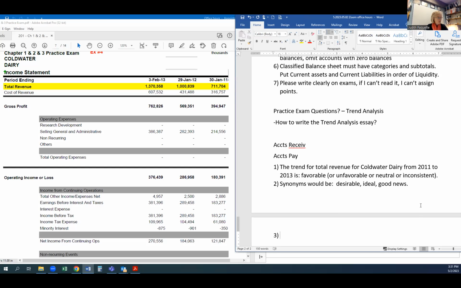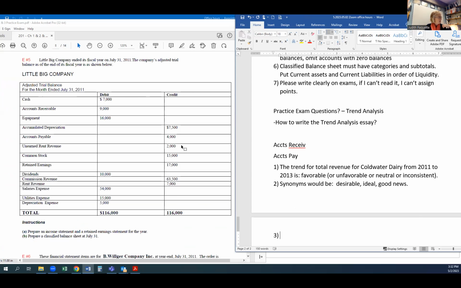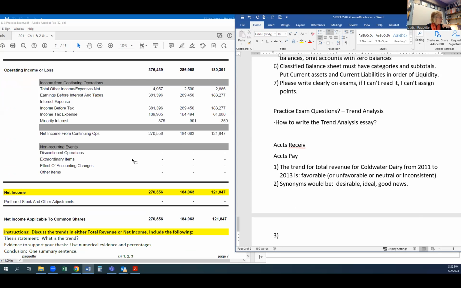Okay. And then the second sentence is, because we're talking about revenue, now I want you to think about that. They had sales of 711,000. Then it went up to 1 million. Now it's 1,370,000. And these dollars are in thousands. So this is really 711 million, 1 billion, 1.3 billion. Okay, so let's be mindful of that. All right, so the second, now we're going to get into evidence. What's your evidence to support that?